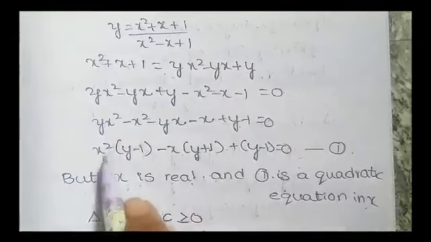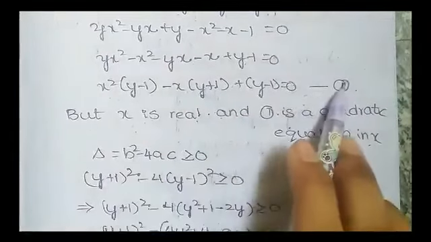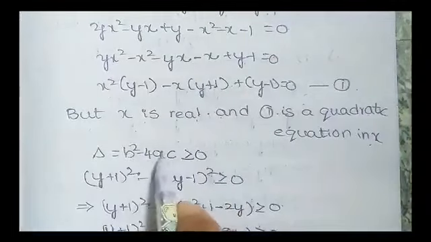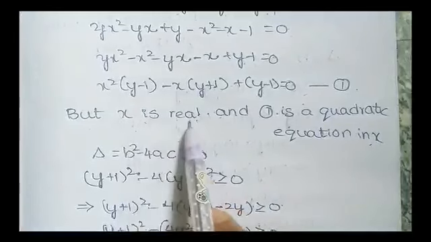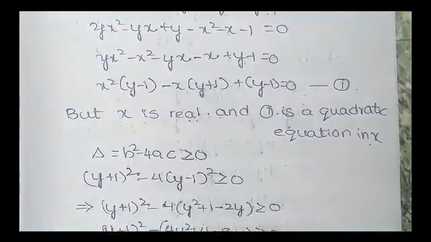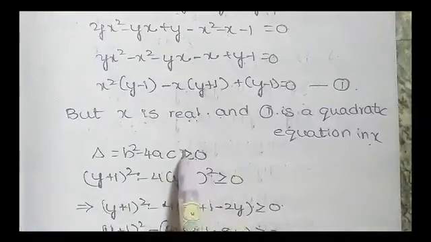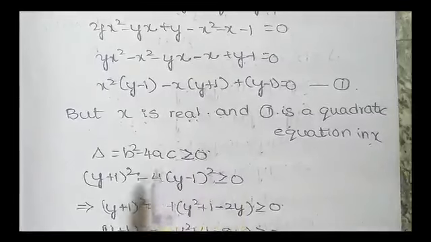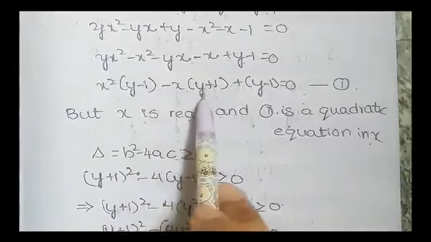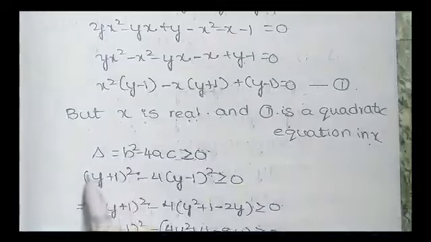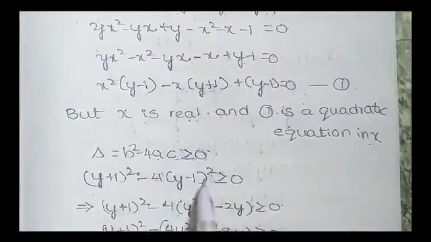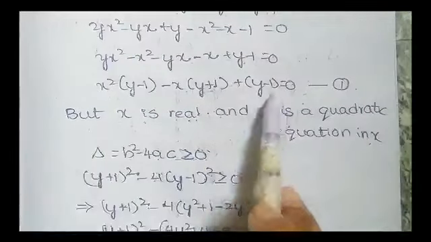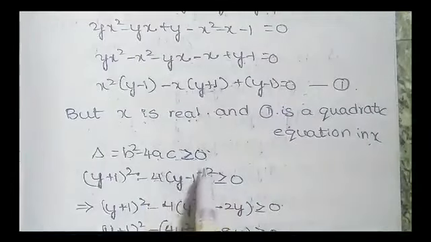It is a quadratic equation because the degree is 2. Now we have to find the discriminant of equation number 1, that is b square minus 4ac is greater than or equal to 0 because x is real. X is real in the sense it may be equal to 0 or greater than 0, so I have taken greater than or equal to 0. Now b value is y plus 1, so (y plus 1) whole square, minus 4 into a, which is y minus 1, and c is y minus 1, so (y minus 1) whole square.